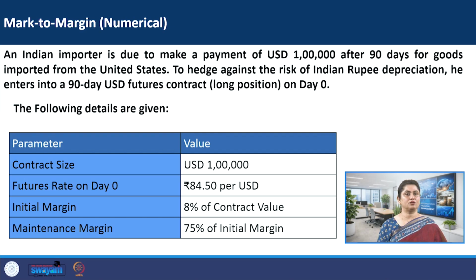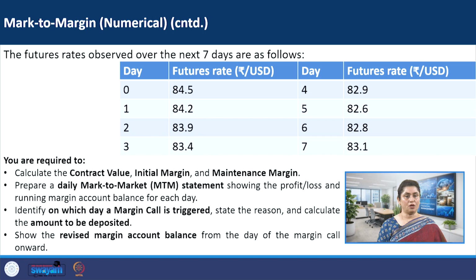We have been given the contract size, the future rate on day 0, initial margin and maintenance margin. Now we have to calculate contract value, initial margin, maintenance margin. We have to prepare a daily mark to market statement, and we have to identify on which day a margin call is triggered and how much amount has to be deposited, and we have to show the revised margin account balance from the day of the margin call onwards.